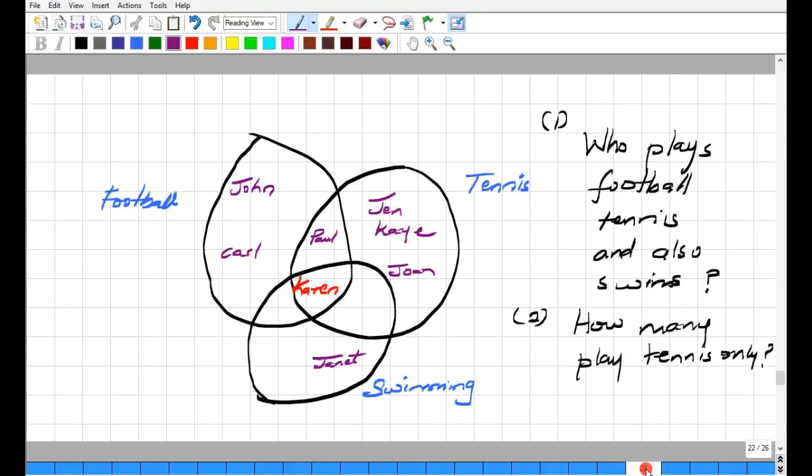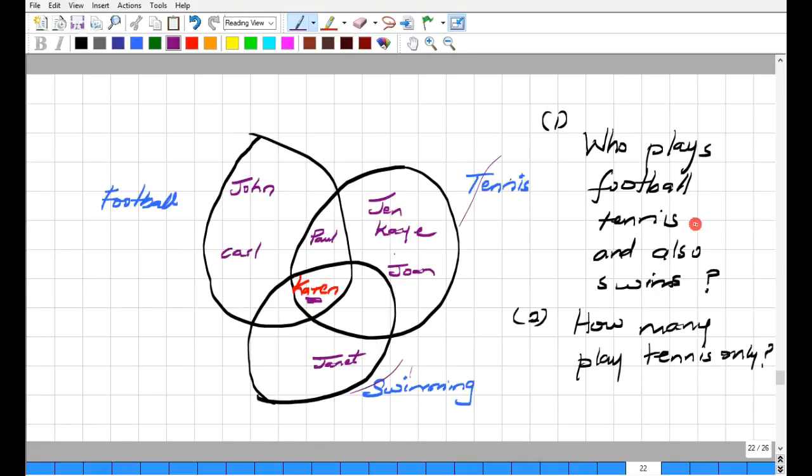Okay, here we have a situation where we're looking at football, tennis, and swimming. Who plays tennis and also swims? So we have tennis and swimming. So we have tennis here. No, this is swimming and tennis. So we have Karen. Karen is both in swimming and tennis.